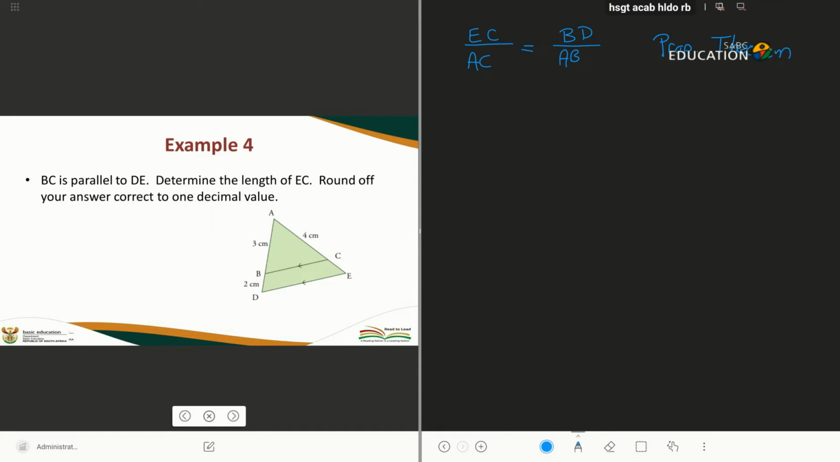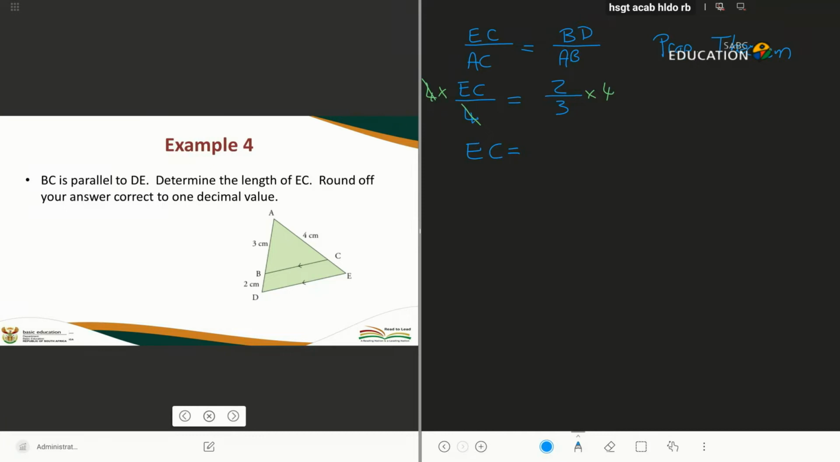Now I can start doing my substitution. I do not know the value for EC. The length of AC is 4. The length of BD is 2. And the length of AB is 3. Now again, I need to get rid of the denominator, so I have to multiply. So we multiply by 4, and we do both sides, so that the left-hand side will simplify.